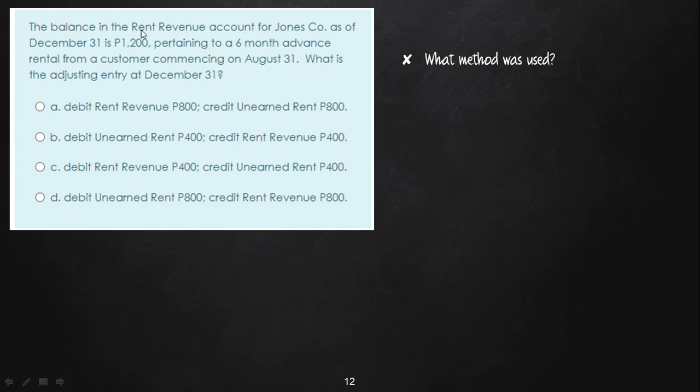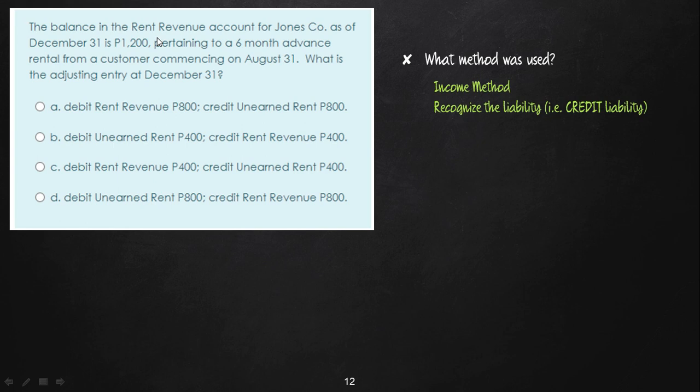Okay, yan na siya class, the balance in the rent revenue account as of December 31. So, meaning to say class that the method used was the income method. Kay rent revenue account man ang naa sa unadjusted trial balance niya. Okay, so the rent revenue account signals that we are using the income method. Ug kung income method gani class, ang rule ana, if this is the income method, we need to recognize the liability or credit the liability.